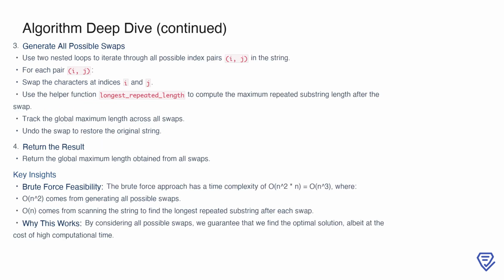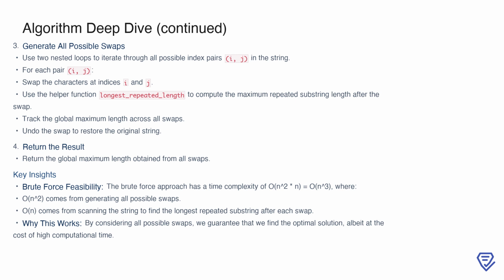Now that we have a way to measure repeated substring lengths, the next step is to generate all possible swaps. Using two nested loops, we iterate through every possible pair of indices, i, j, in the string. For each pair, we swap the characters at those indices and use the helper function longest_repeated_length to calculate the maximum repeated substring length after the swap. We then compare this result with our global maximum length and update it if the new value is larger. Once the calculation is done, we undo the swap to restore the original string, ensuring that subsequent swaps start from the unaltered input. Finally, after evaluating all possible swaps, we return the global maximum length as our result.